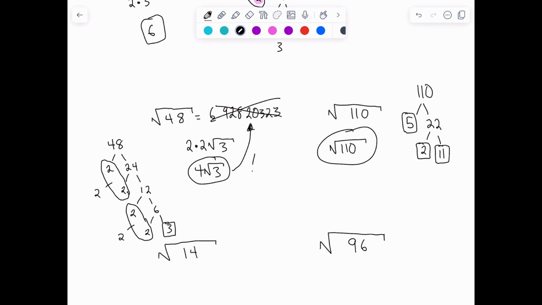Great. The square root of 14 is very similar. Again, you're going to break it down with 2 and 7. What you're going to notice is that the square root of 14, guys, cannot be broken down. It is just the square root of 14. All right, the last one we're going to do is the square root of 96. And this one can be broken down. That means it has a perfect square in it. So let's just go ahead and start by doing that.